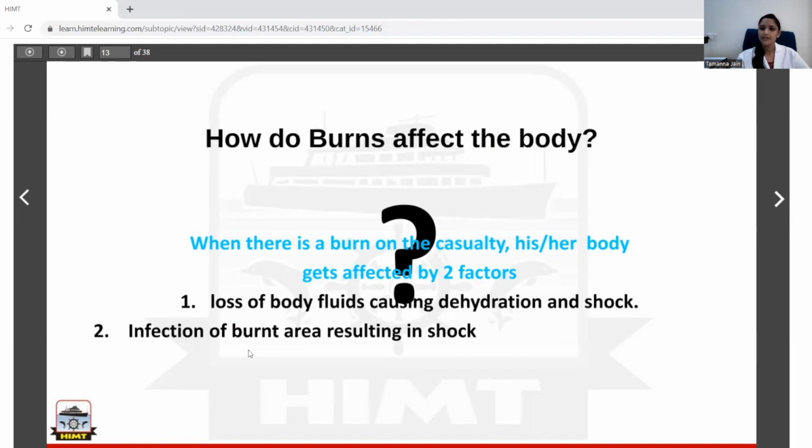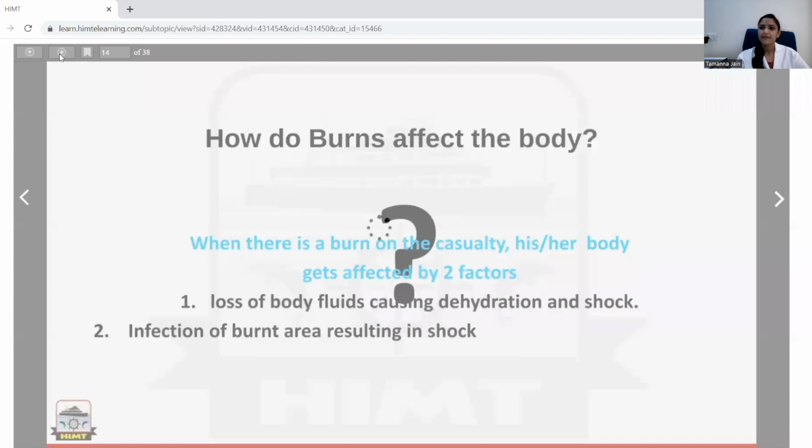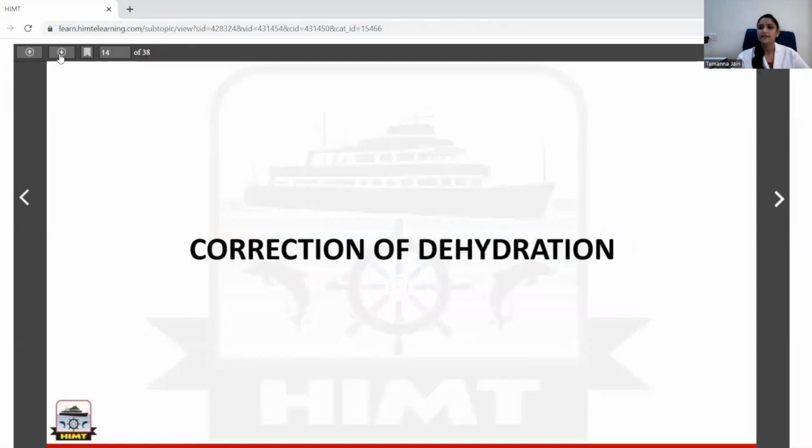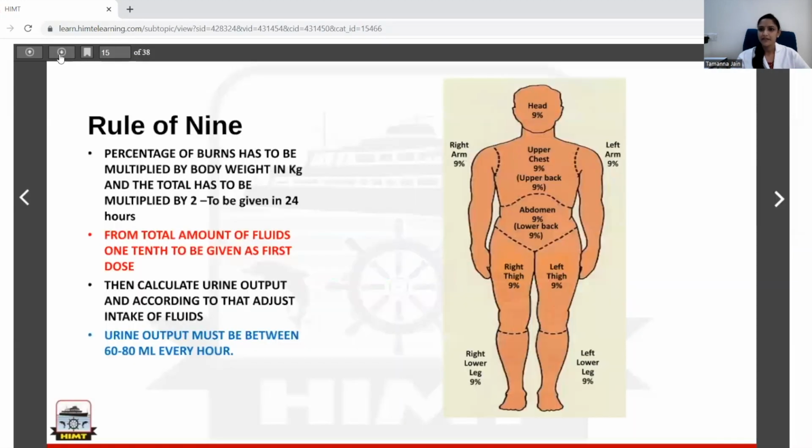Second important complication of burn is infection. The most common causes of death in case of third degree burns are these 2 complications. First one is dehydration, second one is infection. Now we will just see how to correct dehydration and infection. Any third degree burns, immediately start giving IV drips. Very, very important step. There is a formula called rule of 9.